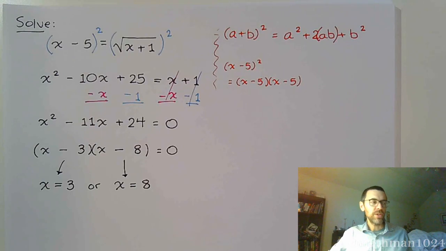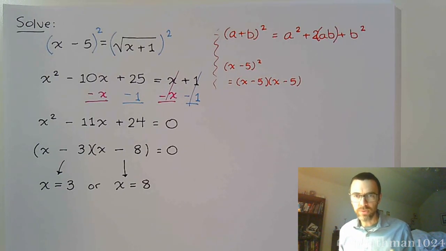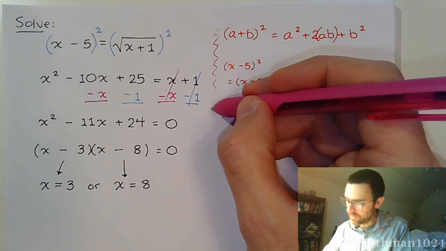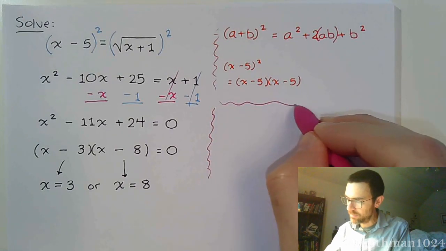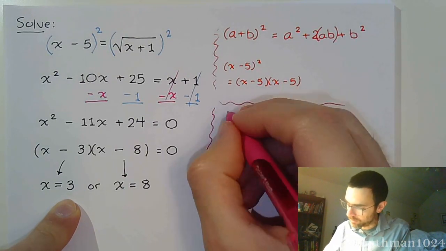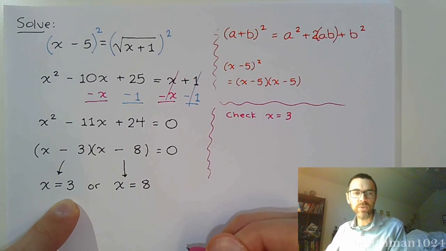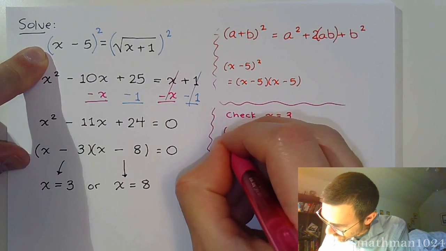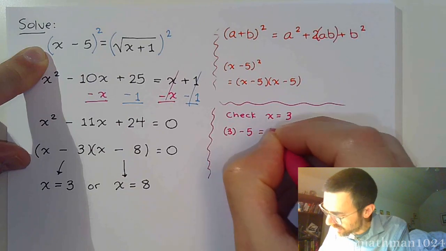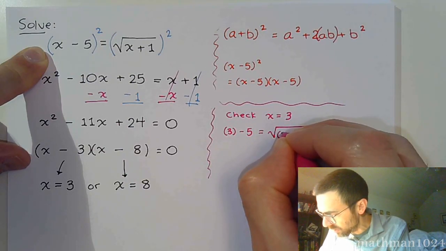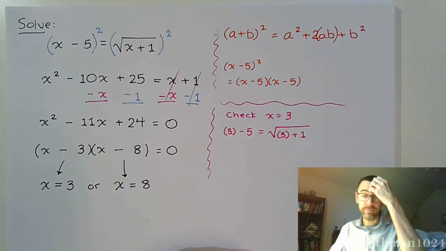Okay? Now, as much as we would like to just take these guys and roll with it and say that's the end of it, we need to make sure that we go back and we check our work, because we're going to run into some issues, I think. What issues? Well, let's see. Off to the side here, let's check x equals 3. When I check x equals 3, I plug it in, and I want to see, does 3 minus 5 equal the square root of 3 plus 1, like this?